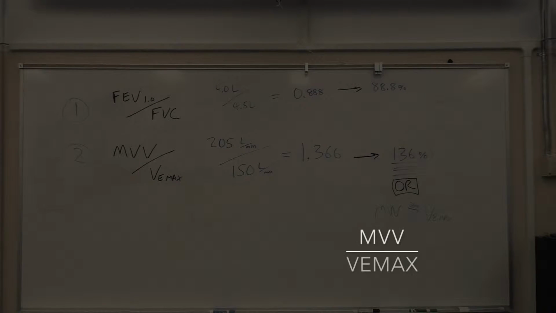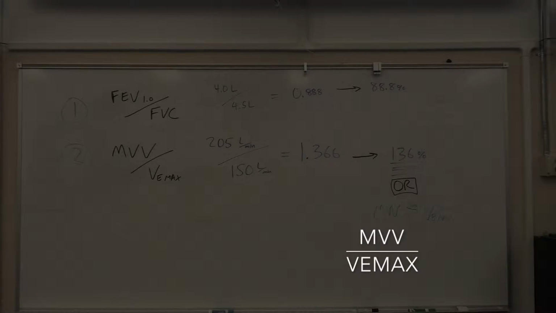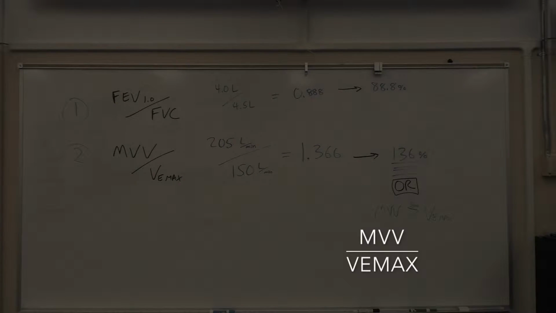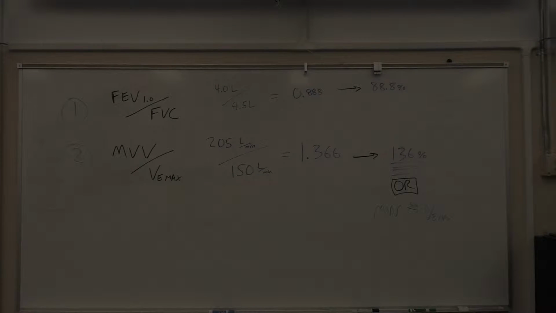With MVV over VE max, we're going to use the numbers I just suggested here. VE max is the maximal amount of air being pumped in and out of the lungs during maximal intensity exercise, when the person had to get off the treadmill or whatever because they could not possibly push themselves any further. That's 150 liters per minute. This is all hypothetical. But when they did the MVV test sitting down using a spirometer, it was substantially higher than that. That comes out to be 1.366 or 136%.